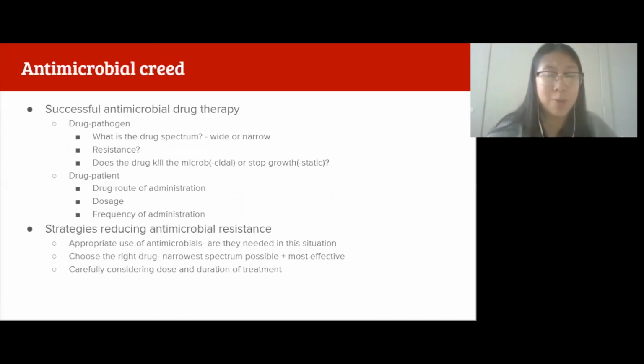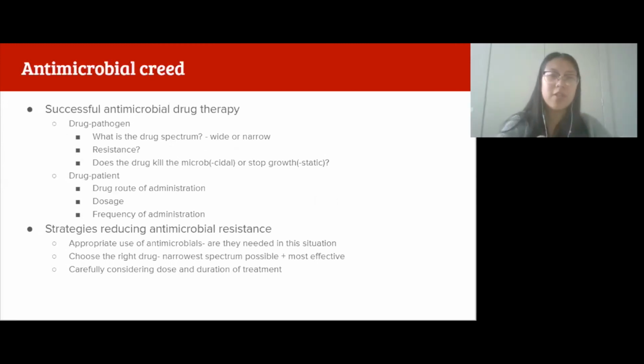In terms of what would cause successful antimicrobial drug therapy, you'd have to have a look at two things. You've got to look at drug pathogen factors as well as drug patient factors. Drug pathogen means, what's the drug spectrum? Are we using a wide or narrow one? Does this type of pathogen have that kind of resistance to this family of drugs yet? Yes or no? And does the drug kill the microbe, or does it just stop growth? Is it bactericidal or bacteriostatic? That's another thing you can take into account.